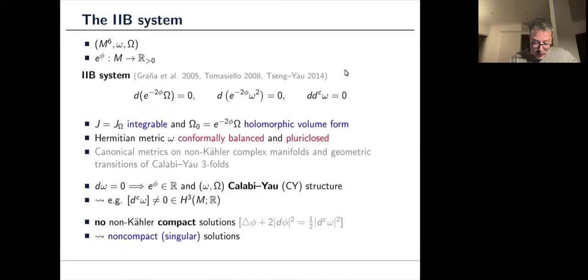The most important observation about this system is that it cannot have any compact solution. This follows easily from this consequence of the equation: phi satisfies this equation, which implies that on a compact manifold phi must be constant, and then the solution is Calabi-Yau, Kähler Ricci-flat. So if we want to find a non-trivial solution, then we need to either work on a non-compact manifold, or allow singular solutions, or both at the same time, which is what we're going to do.